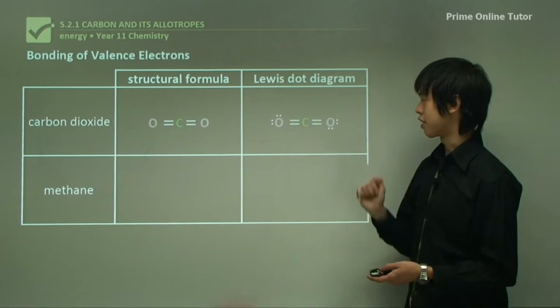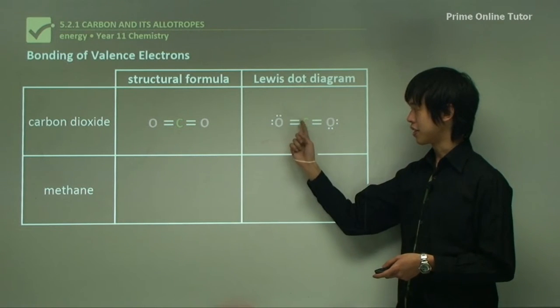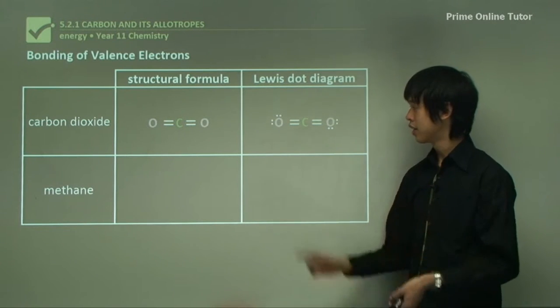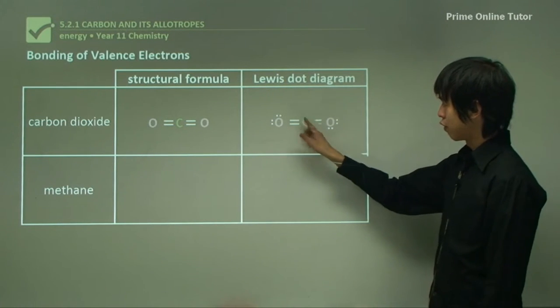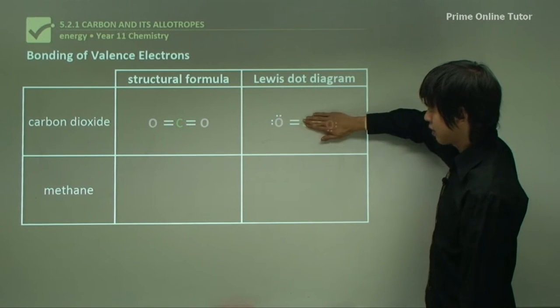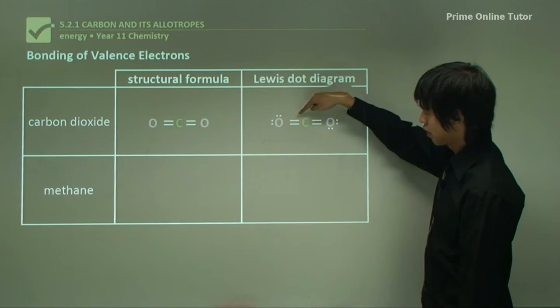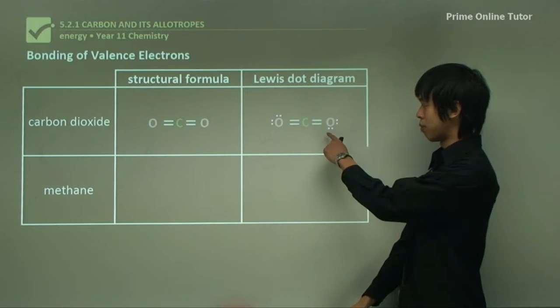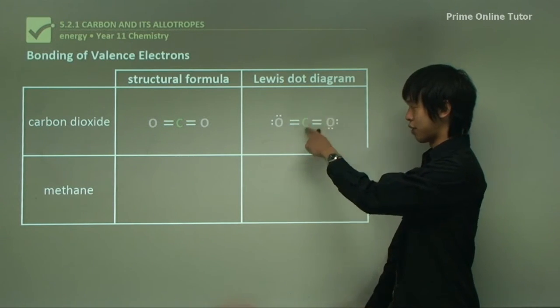So if you look at the dot structure now, remembering that these 2 bonds count for 4 electrons, each bond counting for 2. So if we ignore this side, we have 1, 2, 3, 4, and then another 4. Then if we ignore this side, we have 1, 2, 3, 4, and another 4 here.